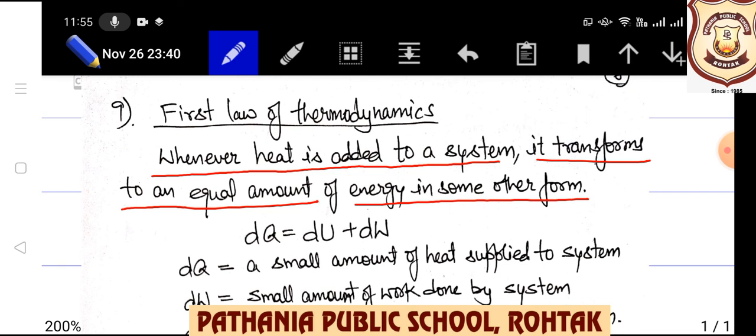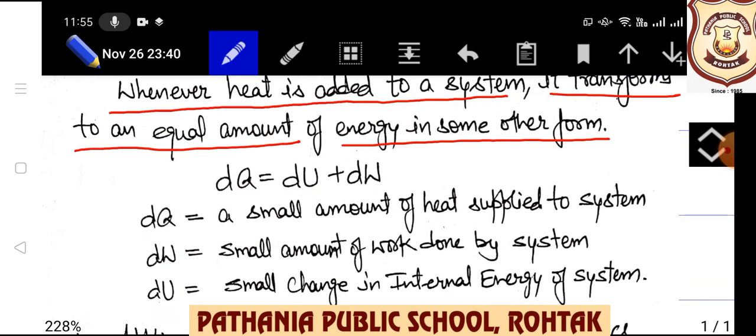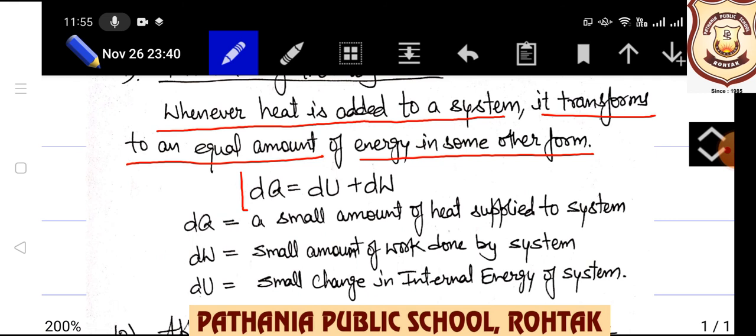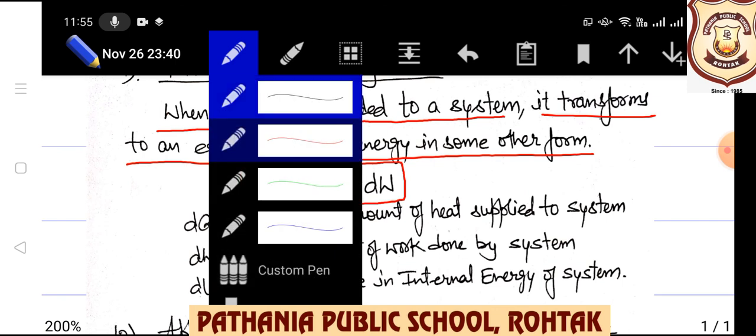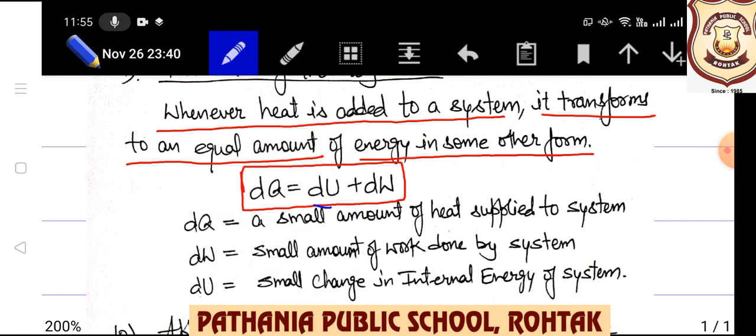The equation is very simple: dq is equal to du plus dw. If dq is the heat supplied to the system, either it must change the internal energy of the system, or it is spent in some work dw done by the system. You can also consider dq as pocket money given to you. If du is the portion which you save, then du is the change in your saving, and the remaining portion, if you spend it, then dw is the money spent by you. It is that simple.